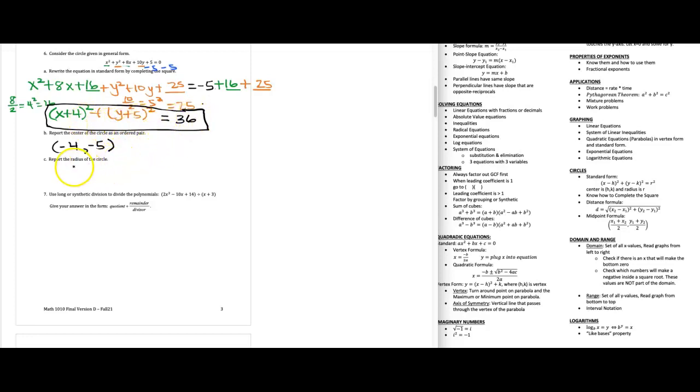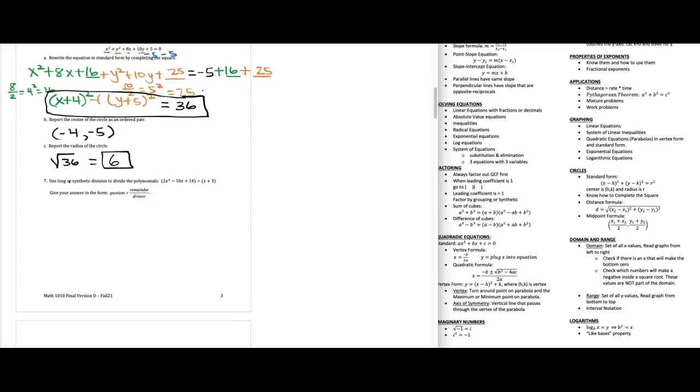Okay, how do we find the radius? Is it the square root of 36? Yeah, so whatever that number is there, take the square root of it, and that will give us our radius. Okay, awesome. So yeah, make sure you know how to complete the square.